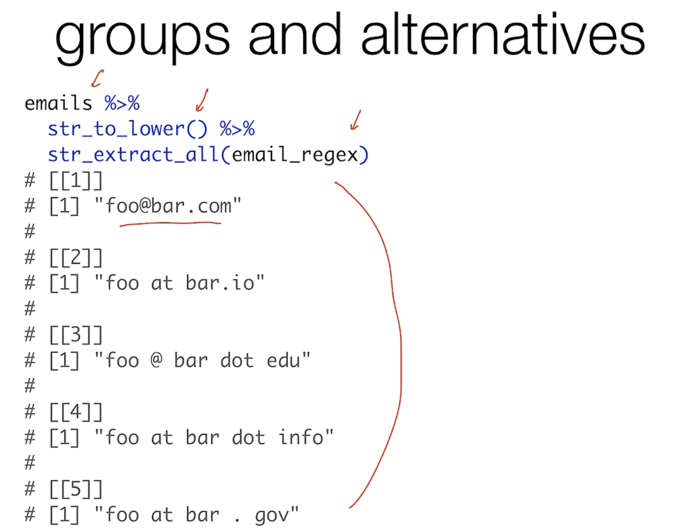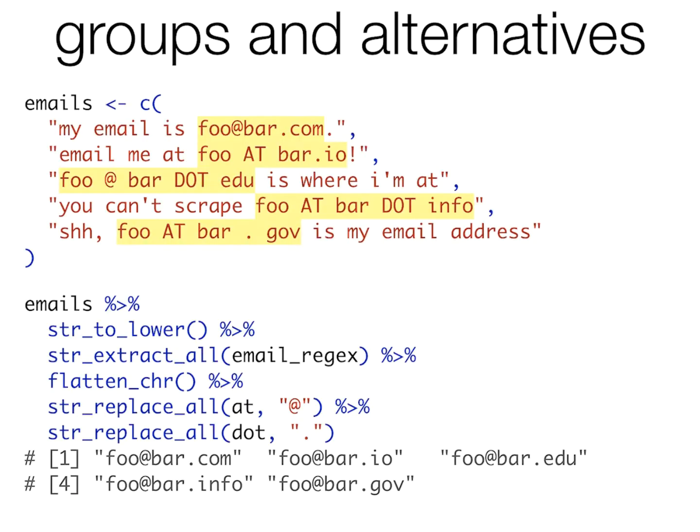So foo@bar.com, that's the easiest one. Foo@bar.io, okay, this is looking good. Foo@bar.edu, and so on. So clearly we've been successful in doing this. Now we can actually go a bit further and we can actually replace all of those matches by their canonical form. For example, the space AT space should just be an @ symbol, and we can use str_replace_all with the @ regular expression followed by the @ symbol to actually effectuate that. And that's precisely what we see here.